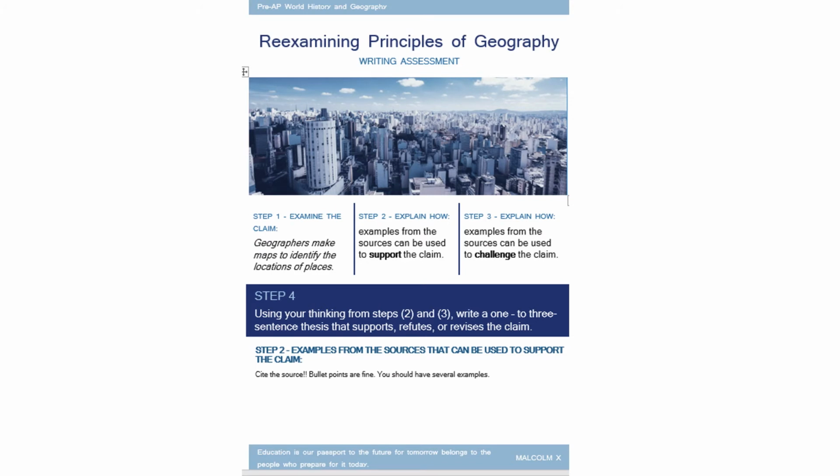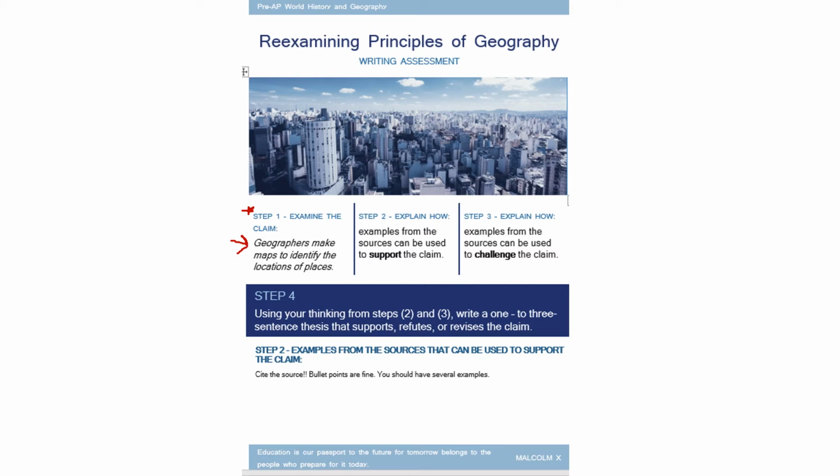So this is what your writing assessment worksheet looks like. To begin with, you are going to examine the claim. That's step 1. Examine the claim. So this is the claim. We've looked at this a couple times. Geographers make maps to identify the location of places.